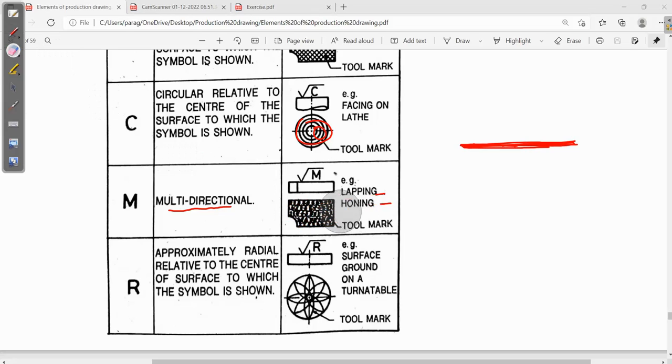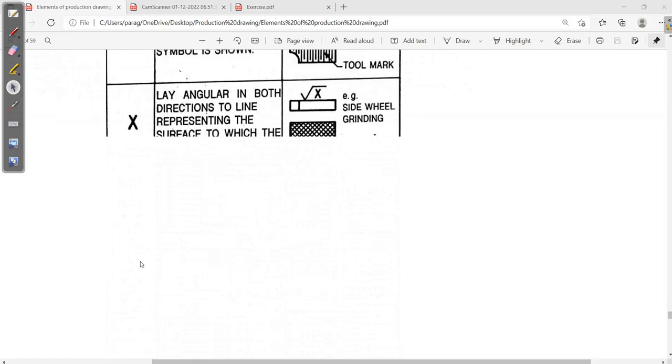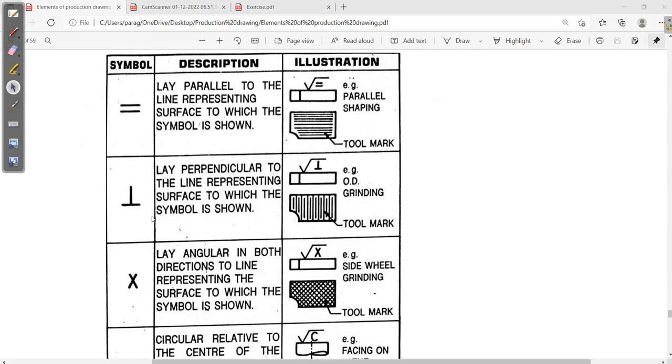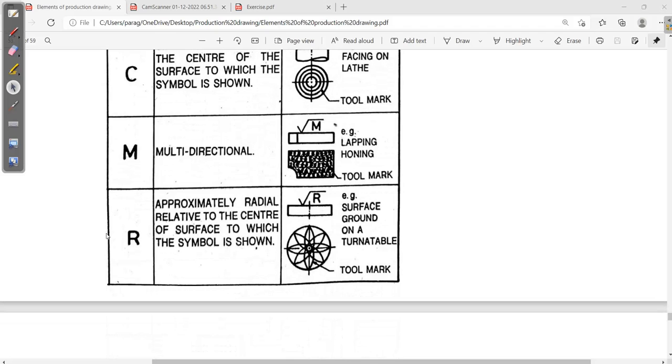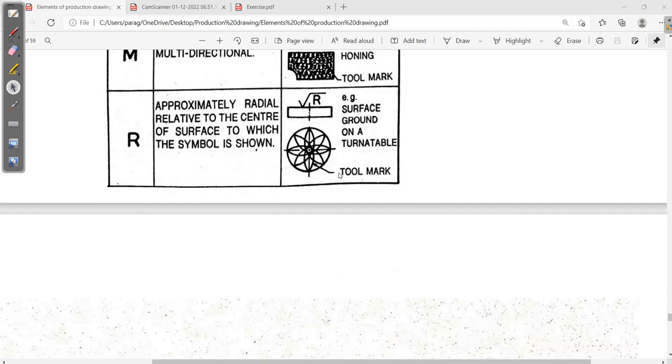Now next is radial lay. Radial lay will be like this. For example, a turntable: the table is turning and you are performing that operation. Just remember the symbols for parallel lay, perpendicular lay, angular lay, circular lay, multi-directional lay, and radial lay.